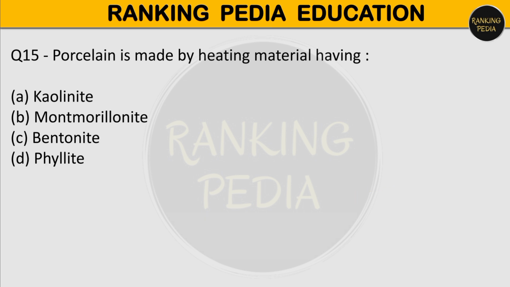Next question is, porcelain is made by heating material having, your options are kaolinite, montmorillonite, bentonite, or phyllite. So which one is the correct? Porcelain is a hard white substance that is used for making expensive cups and plates. So you have to remember this. It is made by heating materials having kaolinite. Option number A is correct.